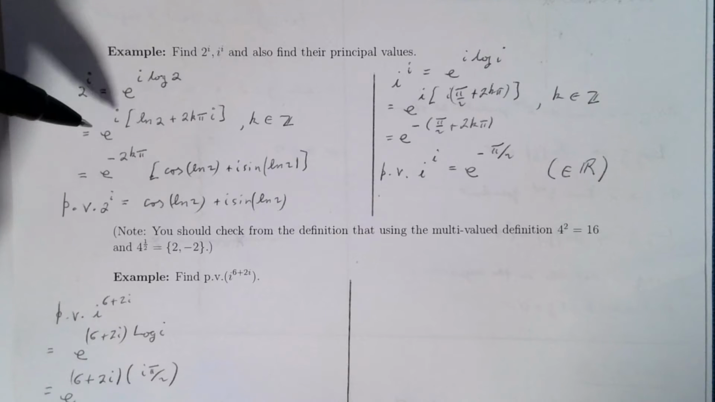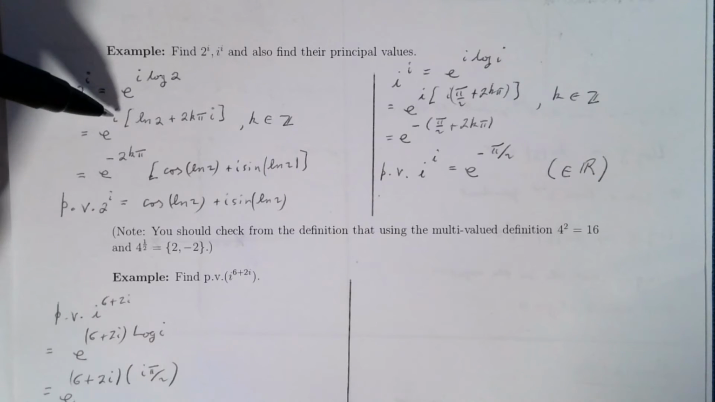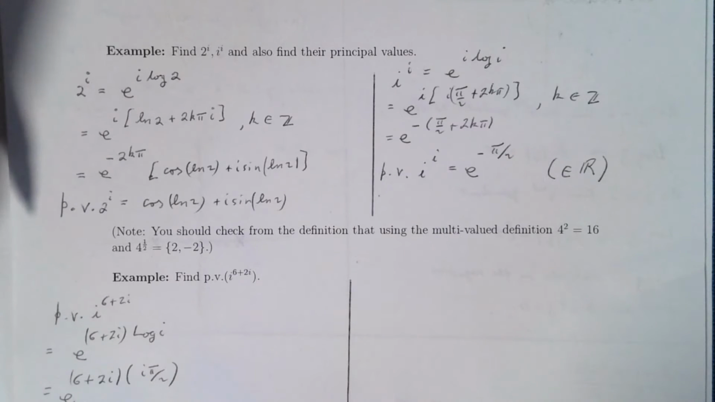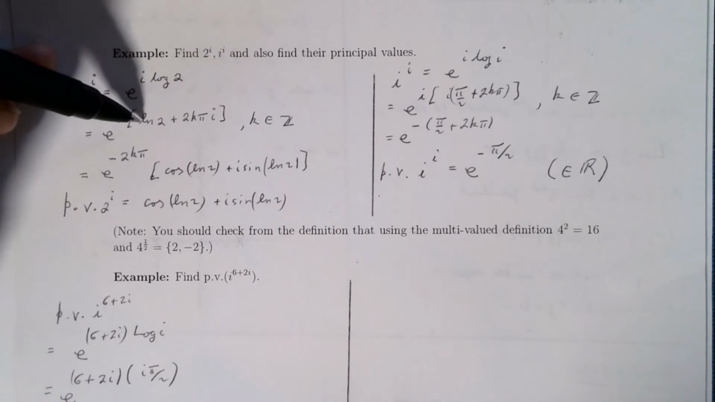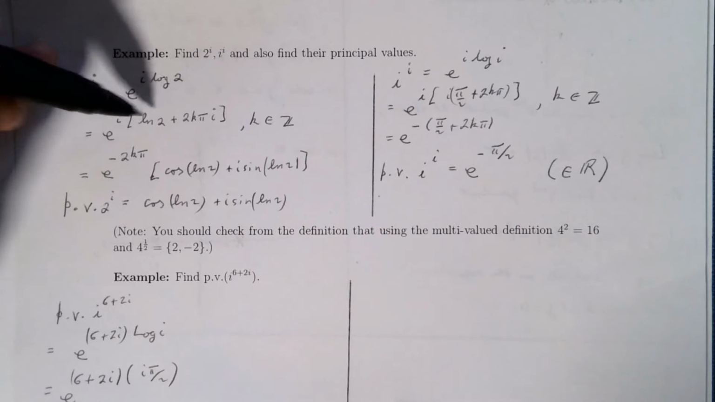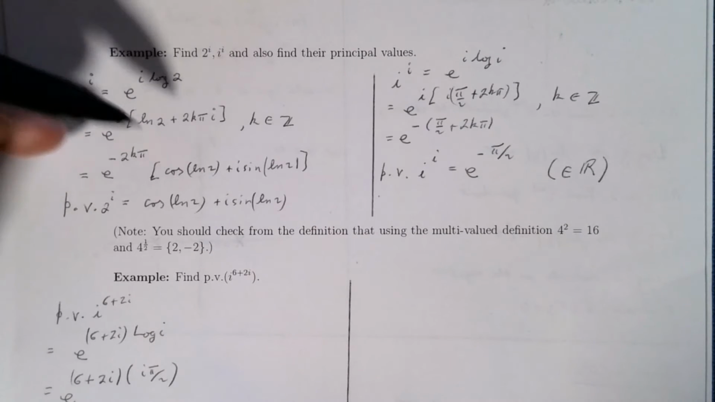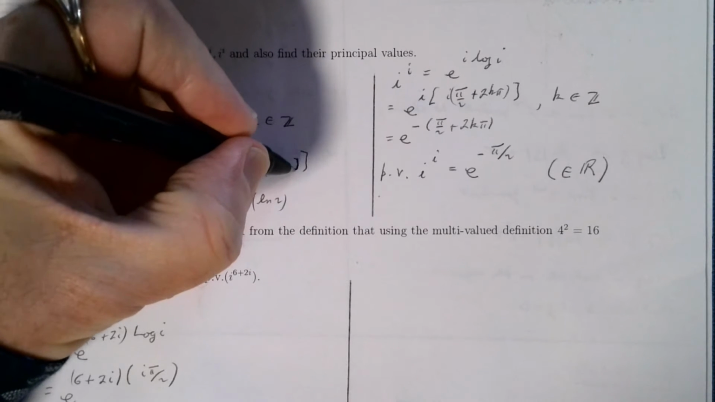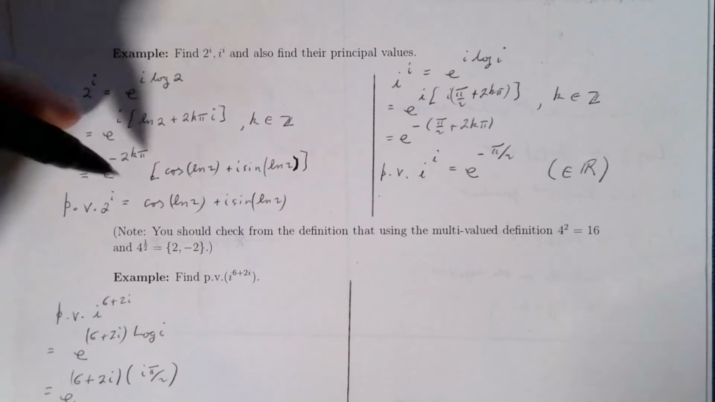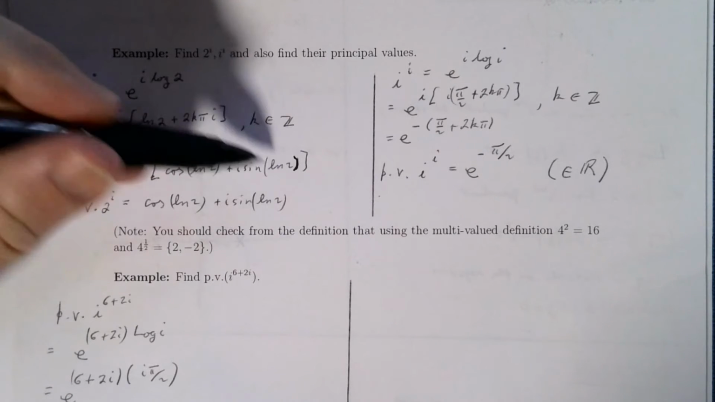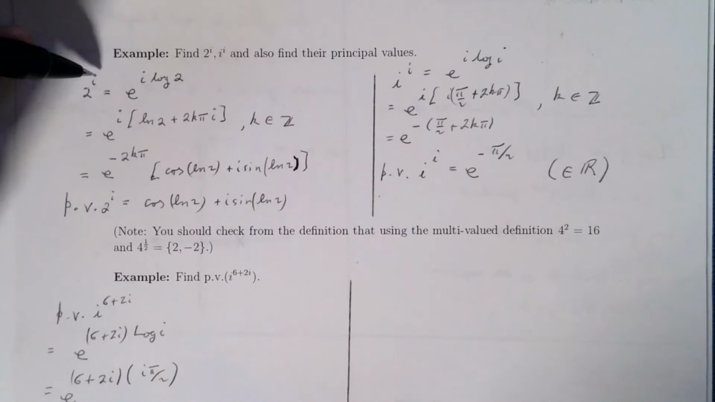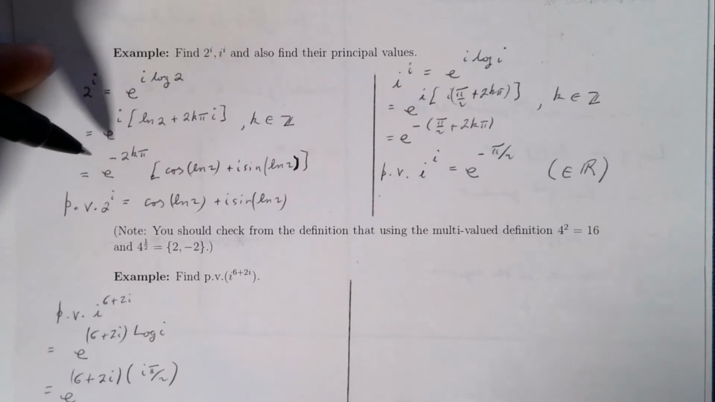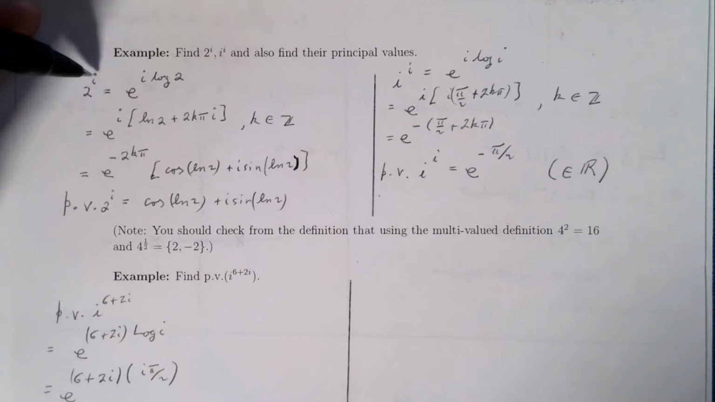Now I'm going to simplify this a little bit. I can multiply this i in, so i squared gives me minus 1, so I get e to the minus 2k pi, multiplied by e to the i ln 2, and for that I can use Euler's formula and write it as cos ln 2 plus i sin ln 2. And there it is: there is the real part, and there is the imaginary part of 2 to the i. Notice there are infinitely many values of this because k can be any integer. So 2 to the i is a set of values.